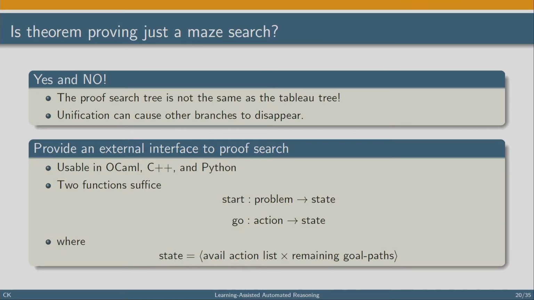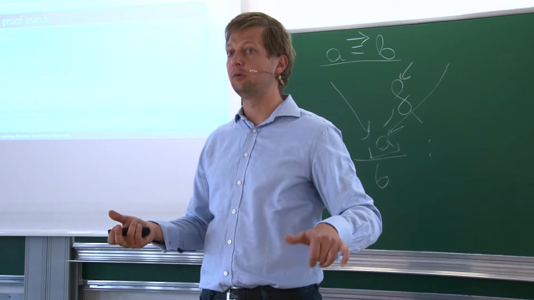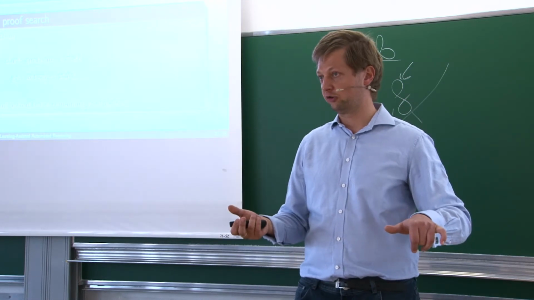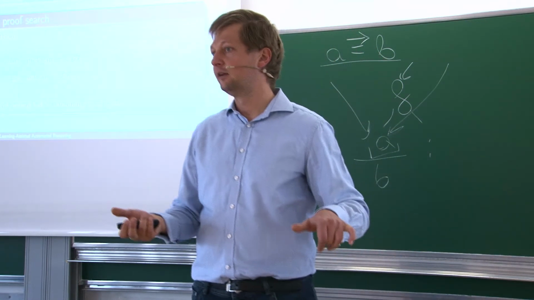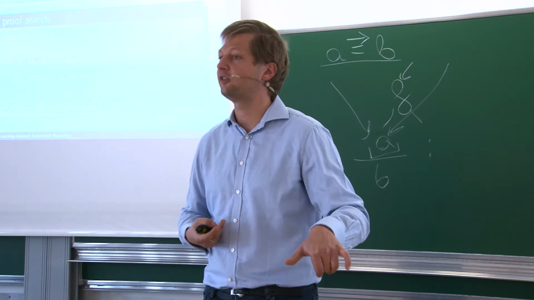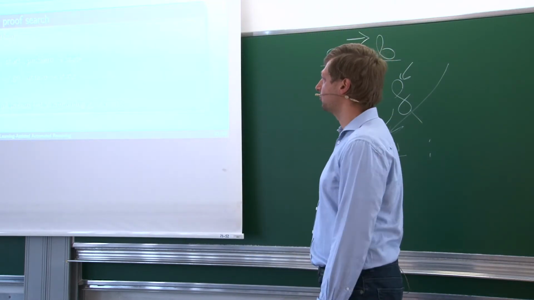The proof search tree is not the same as the Tableau tree. Unification is the culprit. It can cause some of the branches to disappear. If you just allow a prover to build the tableau, it's going to search the branches in an arbitrary way. By performing some of the selections in other branches, we will no longer be able to use all the choices. Some of the moves will now fail. Therefore, you have to transform the problem in such a way that it actually becomes a game tree.